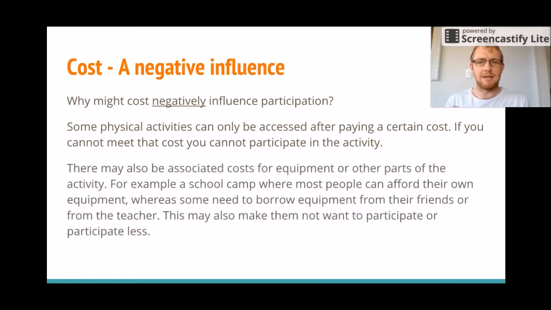There may also be associated costs, not the direct cost to play or to participate, but other things around that. For example, if there was a school camp and most people are bringing their own equipment, but some people can't afford that extra equipment, they have to borrow it from their friends or from the school or from their teacher, and that may make them not want to participate as well, or participate less. For example, if they couldn't afford the food for the camp, then they may not participate in the cooking aspect of the camp. They may still do some of the activity, but not all of it.